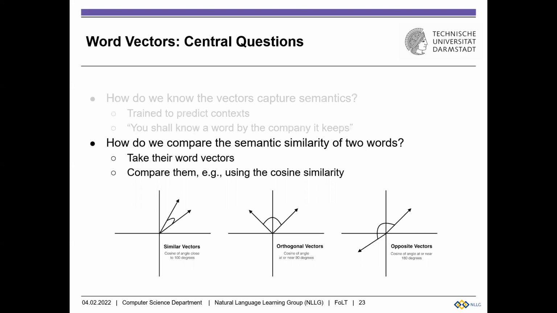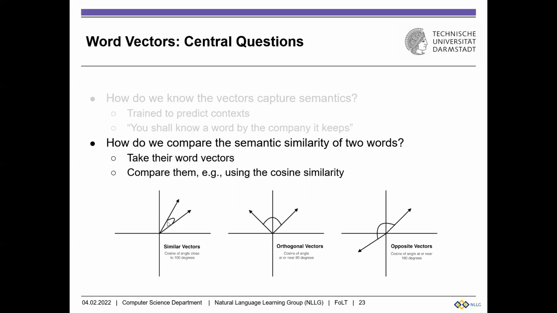We take the word vectors, let's say the static word vectors, and we compare them using cosine similarity. And why are we using cosine similarity? Well, because it's the most popular measure, and there may be reasons why it's popular. We could also use the vector distances, but the cosine similarity has turned out to be the most popular measure in the NLP community to compare two vectors.